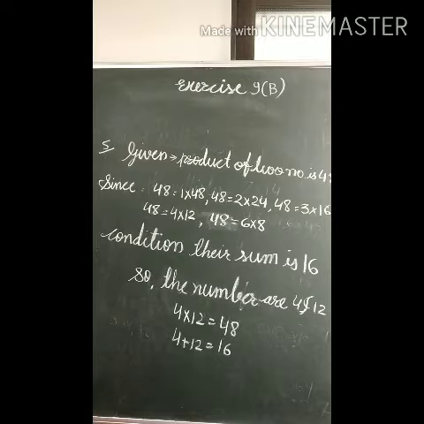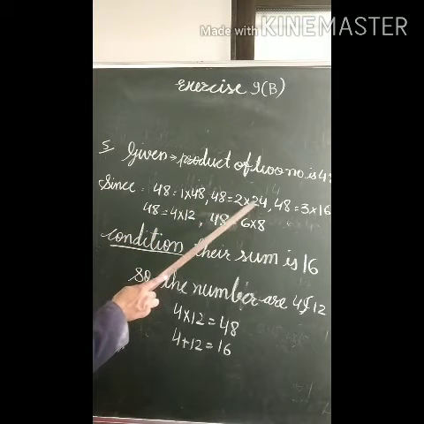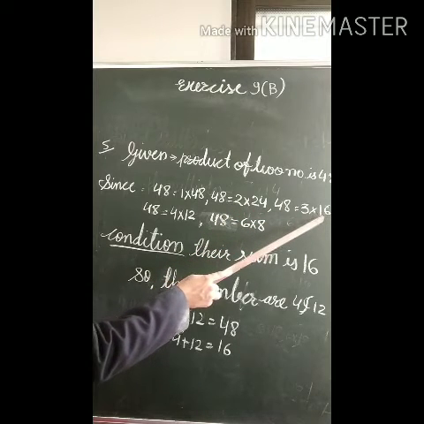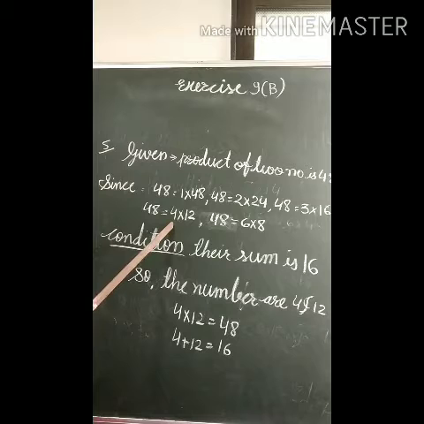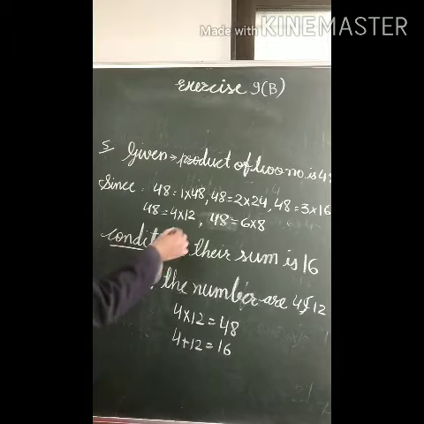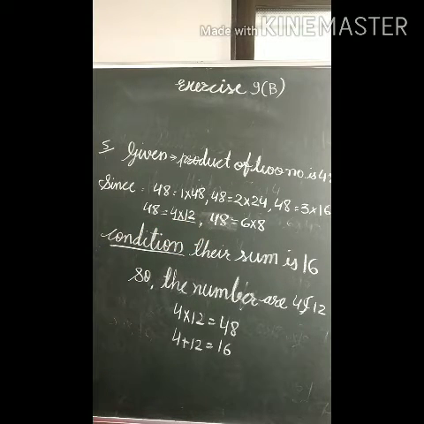And the second condition is their sum is 16. So we will check here which pair will give us sum 16. So check here students, 48 plus 1 is 49, 24 plus 2 is 26, 16 plus 3 is 19, 12 plus 4 is 16 and 8 plus 6 is 14. So students, this pair is giving us sum 16.